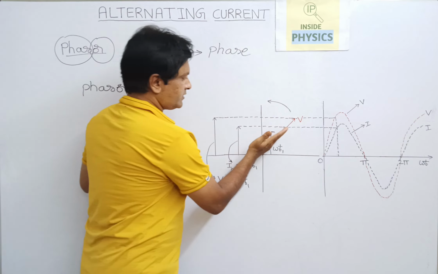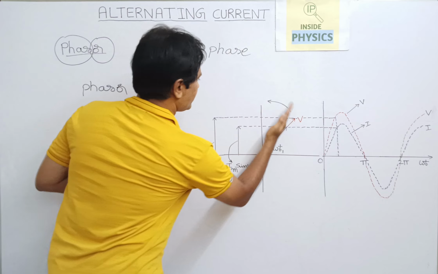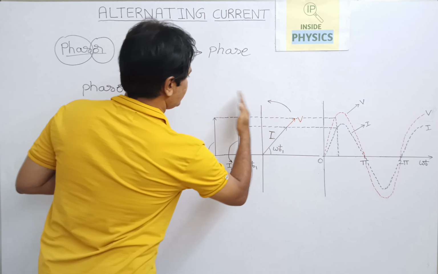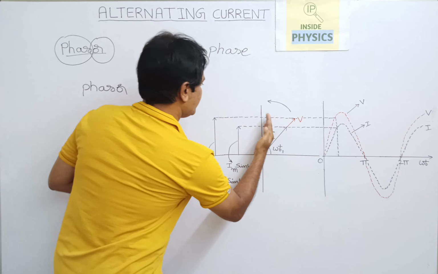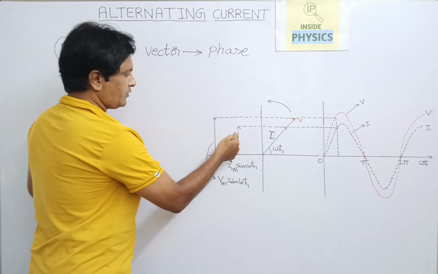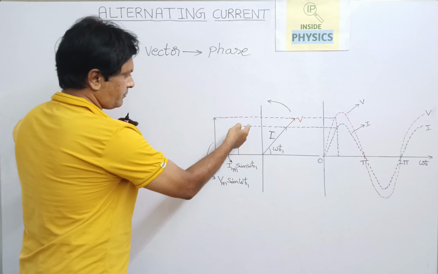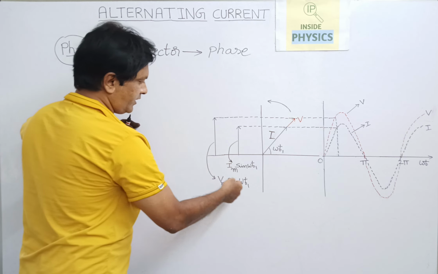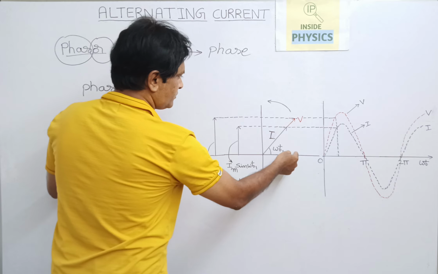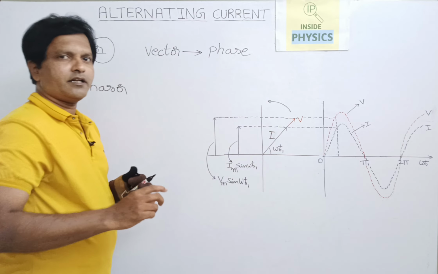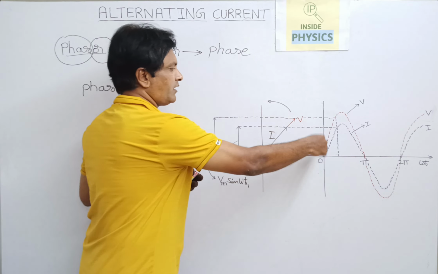So this is the current vector and this is the voltage vector. These two will rotate in this direction. When the current vector is rotating, it comes to the positive direction and the value goes from maximum to 0, then to the negative direction, 0 to maximum, again maximum to 0, 0 to maximum. So it oscillates in magnitude and direction in a sinusoidal way.